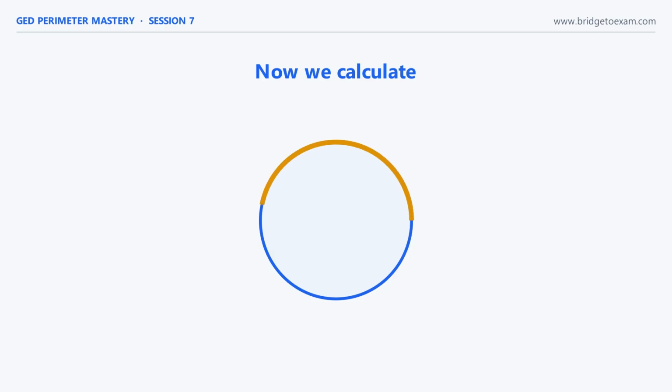Welcome to Session 7 of GED Perimeter Mastery. Last session, you learned the vocabulary and met pi. Today, we finally calculate. This is the session where circles start paying off.